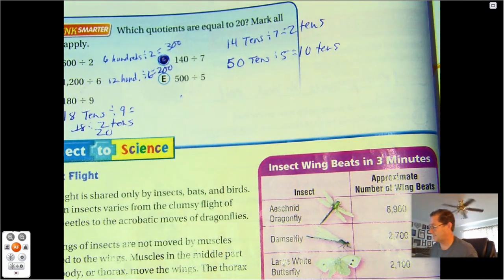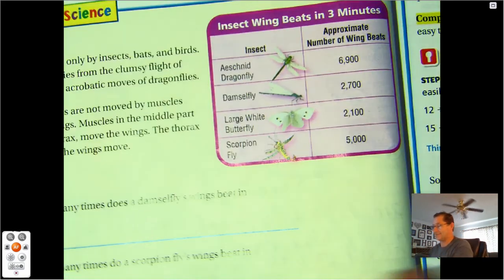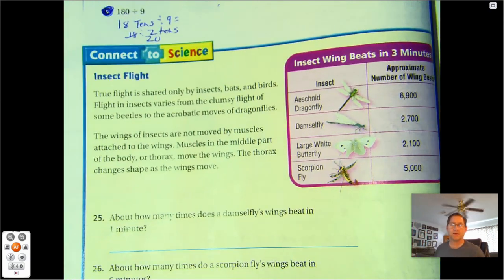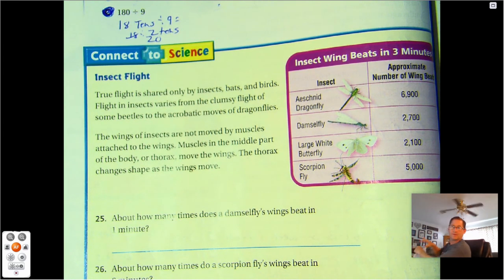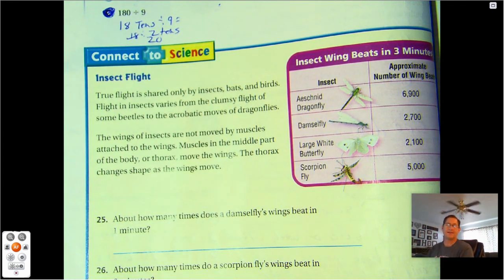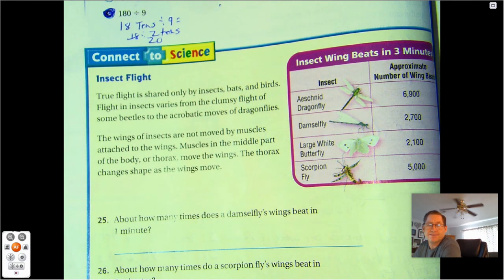All right, and our last section, connect to science, insect flight. So true flight is shared only by insects, bats, and birds. Flight in insects varies from the clumsy flight of some beetles to the acrobatic moves of dragonflies. The wings of insects are not moved by muscles attached to the wings. Muscles in the middle part of the body, or thorax, move the wings. The thorax changes shape as the wings move.